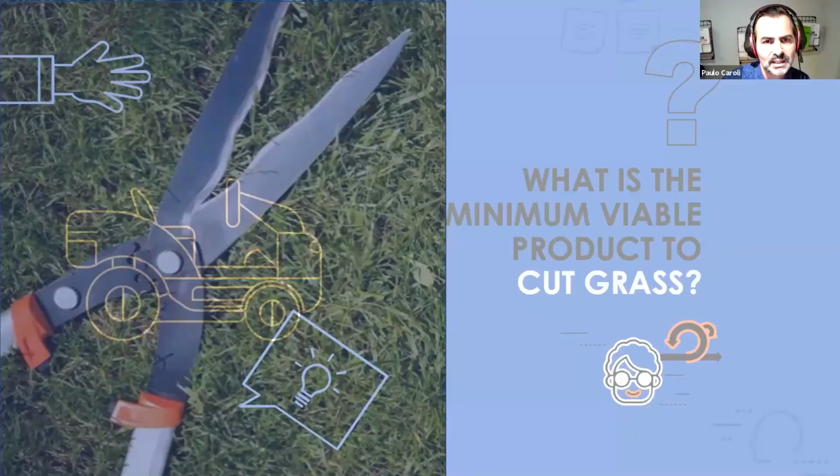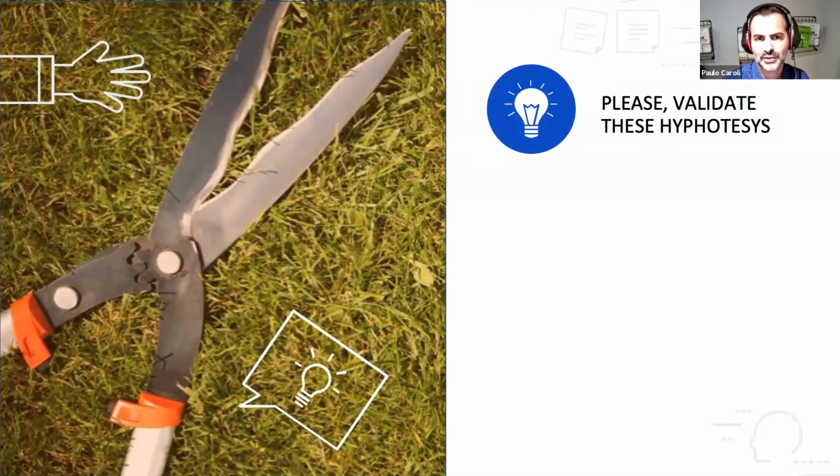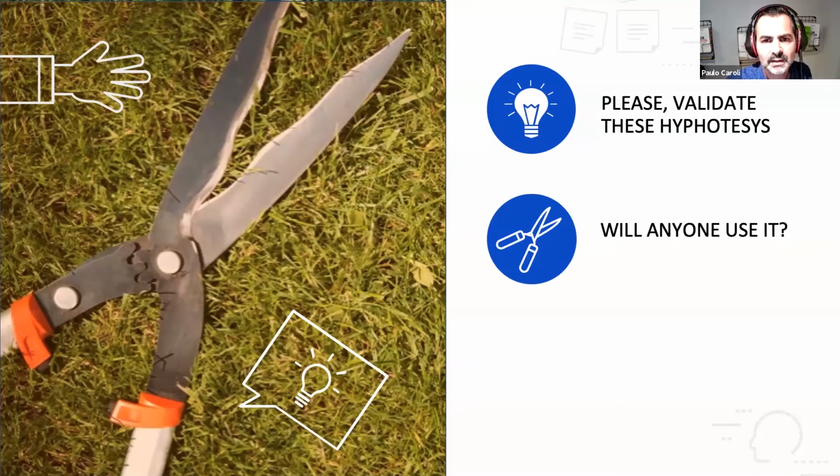So when you run a Lean inception with that group, why? Because you want to align people about what is the MVP. Most likely you come up with an MVP that's like a scissor or something much simpler to cut grass. Why? Because with this, you can validate your main business hypothesis. If I build this thing to cut grass, will anyone buy it? Maybe they're going to say, I don't want to buy, I want to rent. Or I don't even want to rent. I want someone to come here, use that thing and cut my grass.